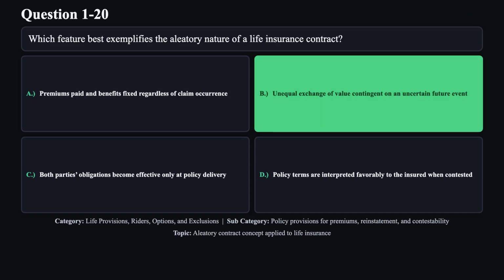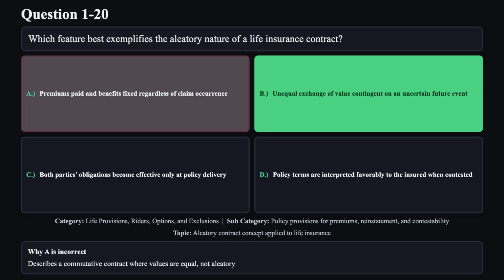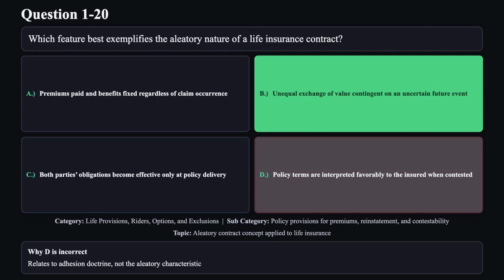The correct answer is B. An aleatory contract involves an exchange of unequal values dependent on an uncertain event, such as premiums paid versus potential benefits. Reason A is not correct. Describes a commutative contract where values are equal, not aleatory. Reason C is not correct. Refers to conditional receipt timing, not unequal value exchange. Reason D is not correct. Relates to adhesion doctrine, not the aleatory characteristic.